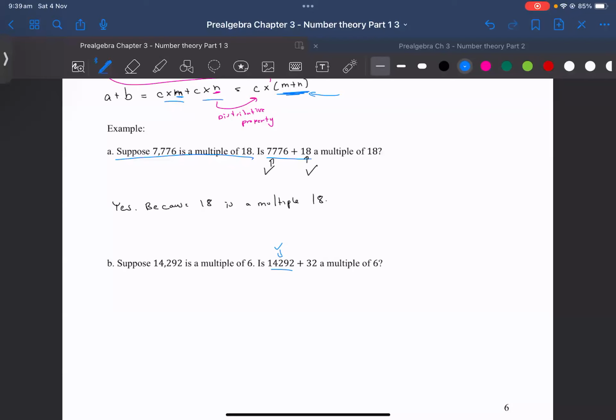So if I add 32 to 14,292, is that a multiple of 6? Can I tell you my answer or do I type it in chat? We're just discussing together. We'll type in chat for the next one. So yeah, just say the answer. No, because 32 is not a multiple of 6. Very good. No, it's no, because 32 is not a multiple of 6.